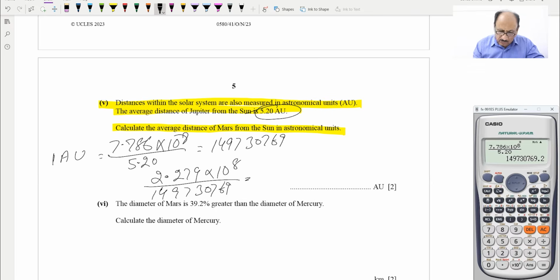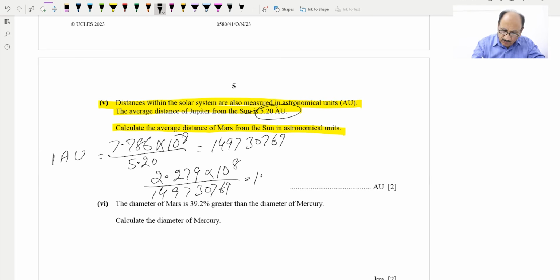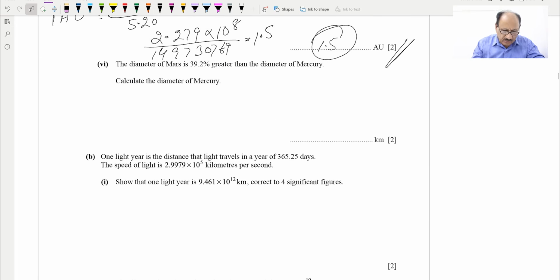So this one calculation is already there, so we'll take fraction, and 2.279 into 10 raised to the power 8, and divided by the answer will give us 1.522. We can write the rounded answer as 1.5 astronomical units, and this is for 2 marks, which is done.